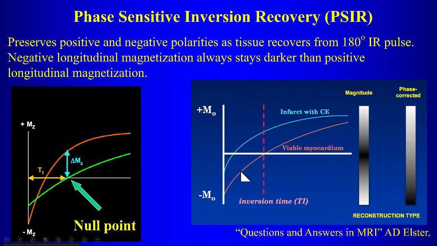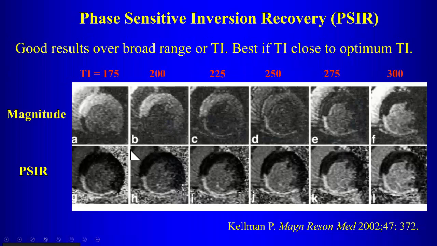So even if we happen to pick an inversion time down here, right? With phase-corrected inversion recovery sequences, the viable myocardium will still show up darker than the infarcted or abnormal myocardium, okay? So this can save you some time in terms of going through the whole process of finding the optimal inversion time. And so here's an example of that.